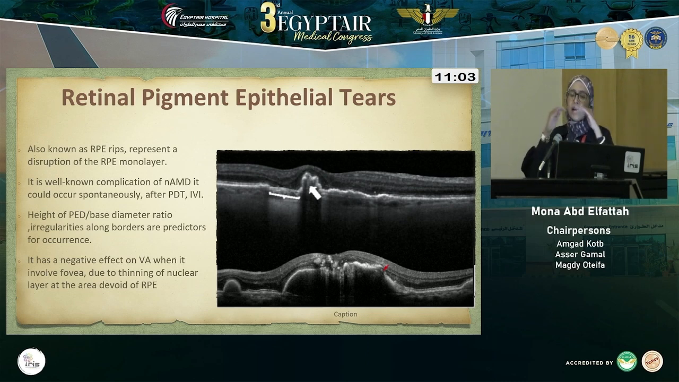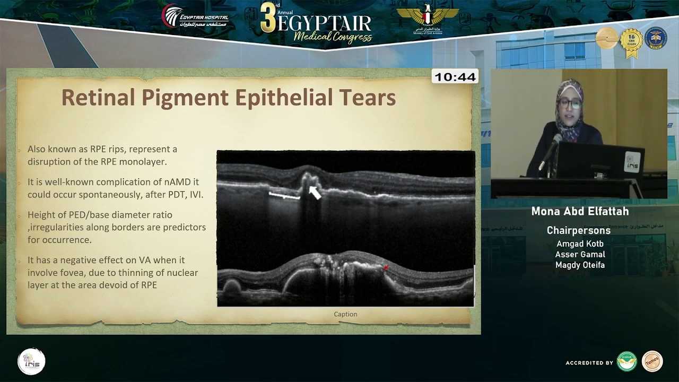الهايت على البيس diameter ratio والirregularity اللي فيها this is a good predictor for الاوكيرنس بتاعتها. يعني هما بيقولوا لو الهايت عالي والبيس diameter قليل هيبقى فيه شد جامد فممكن تقطع، وبرضه لو البيس diameter بقى واسع برضه ممكن تقطع.